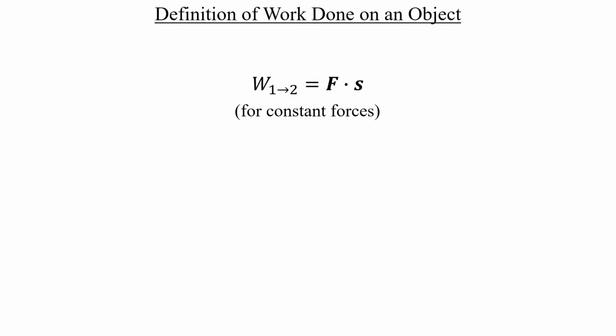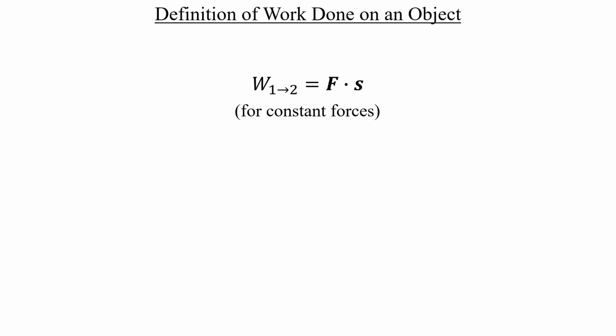the definition. The amount of work done in the process of applying a force on an object from some initial point, which I'm calling 1, to a final point, 2, is the dot product of the force vector F and the displacement vector S, with a constant force involved.